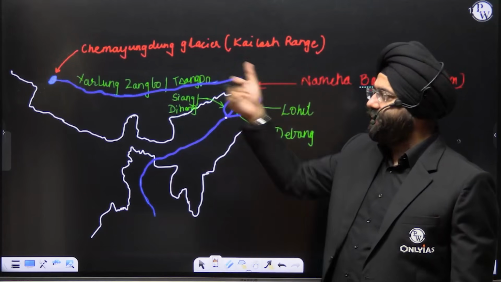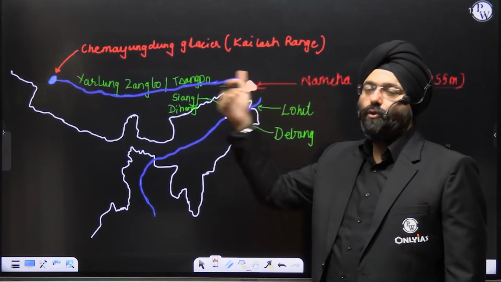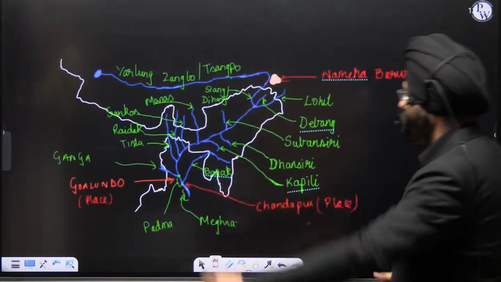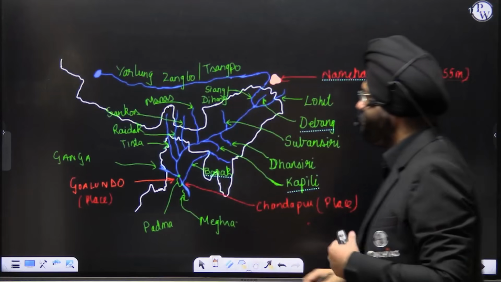Let's move on to the next map in addition to this, where I am going to show you the tributaries of Brahmaputra. Let's see this. Okay. Quite an interesting map here.